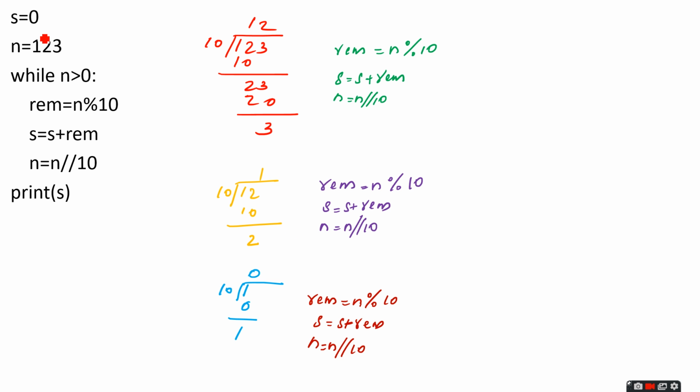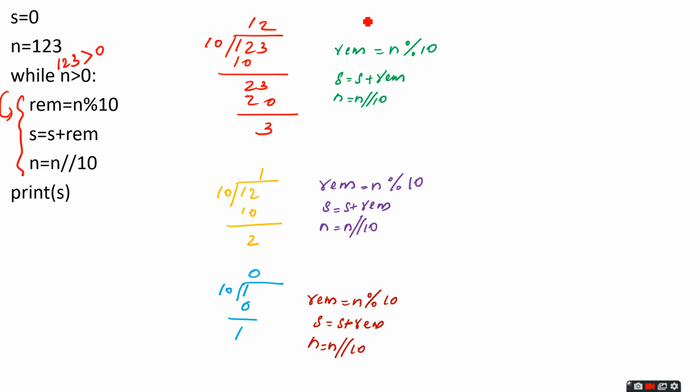s equal to 0. The value of s is 0 and n equal to 123. Now here we are going to find the sum of digits present in a number. Here 1, 2, 3 is there, so the sum is 6. So for that, we are going to perform the calculation. First, a while loop is there and we are checking the condition 123 is greater than 0. Condition is true. We will come inside the loop, set of statements to execute.